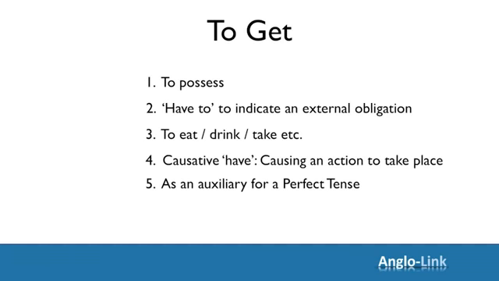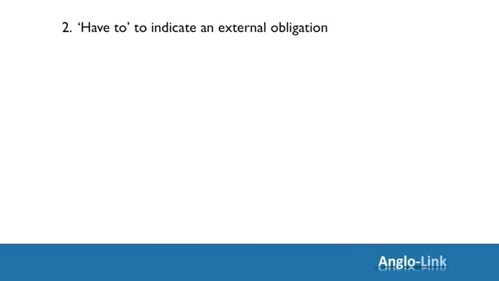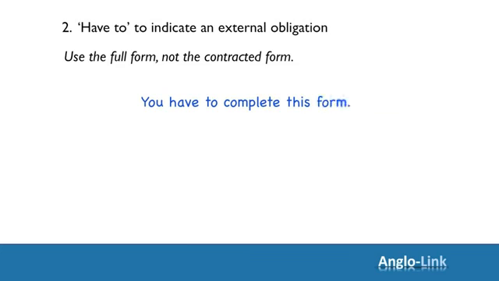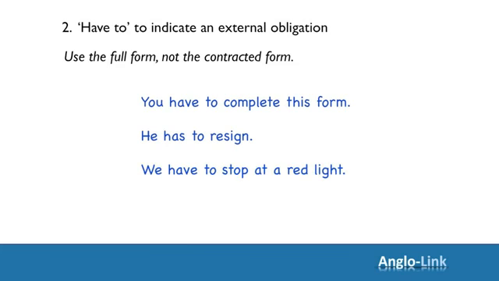Okay, let's look at the second meaning, have to indicate an external obligation. Once again, it's the main verb, so use the full form, not the contracted form. Let's look at the examples. You have to complete this form. He has to resign. We have to stop at a red light. She had to work last weekend.